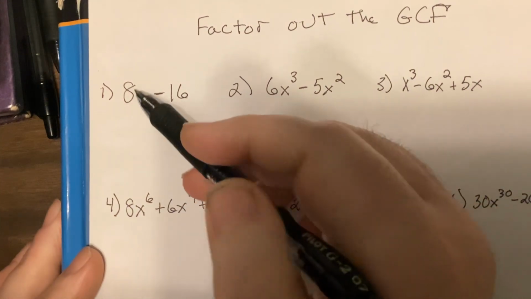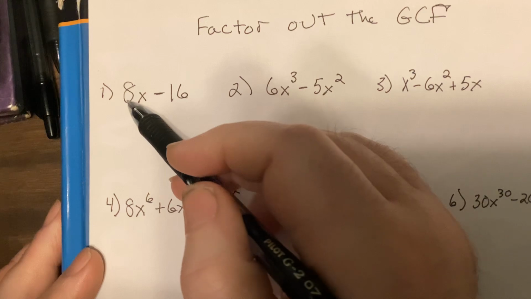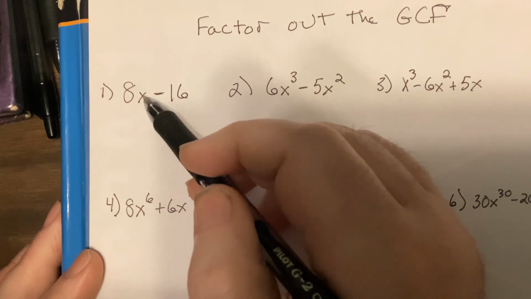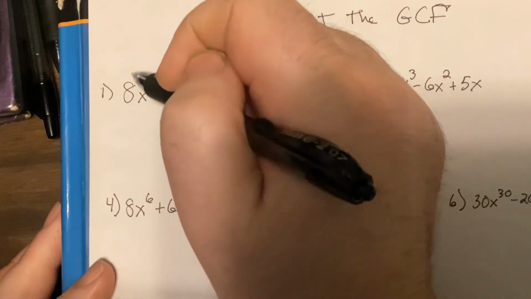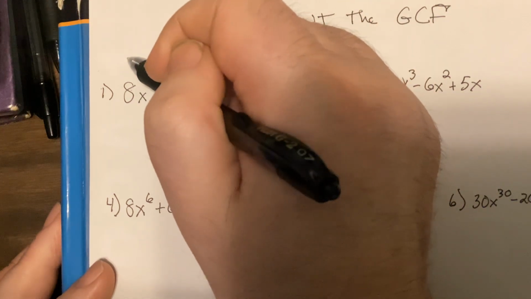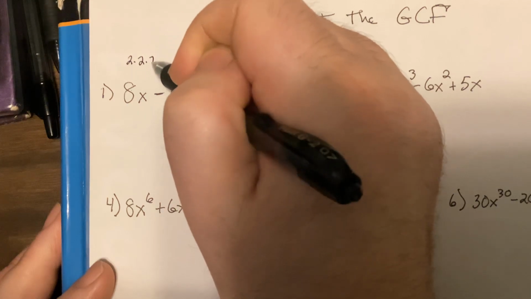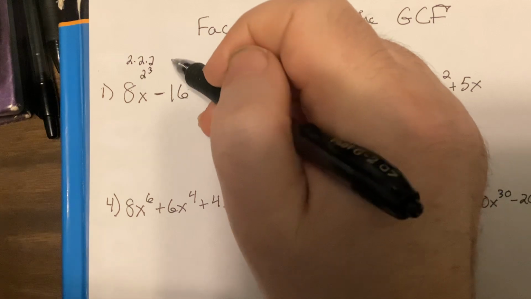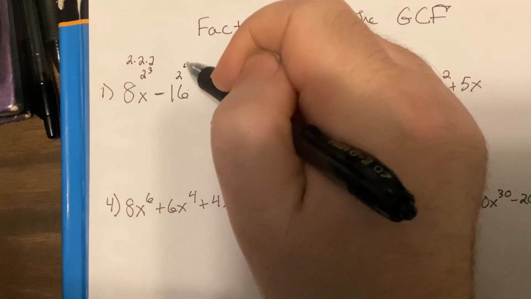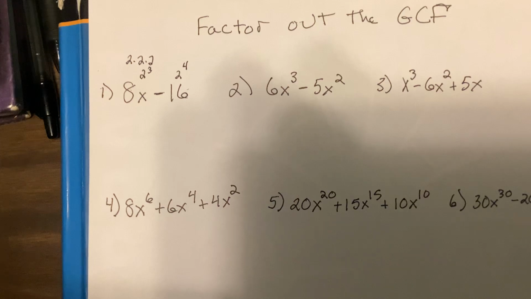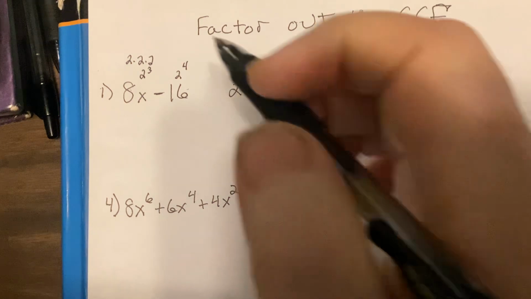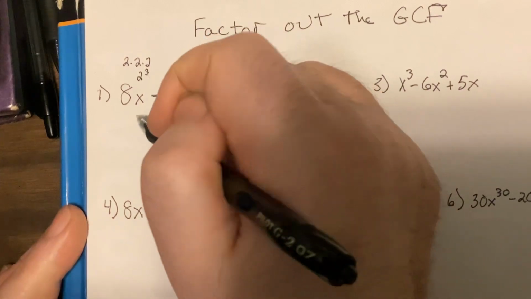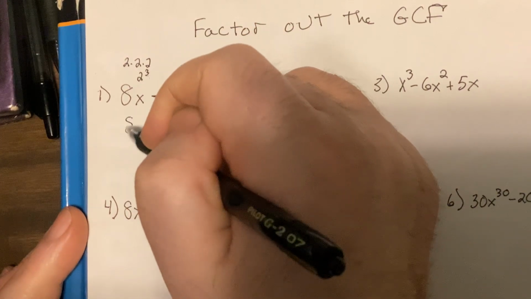So the GCF is the biggest number that goes into 8 and 16. Hopefully you know what's 8. Now, if you're not good at this factor, 8 is 2 times 2 times 2, or 2 cubed. 16 is 2 times 2 times 2 times 2, or 2 to the 4th. And the GCF for the number is the smallest power that it occurs. 3 is smaller than 4, so GCF would be 2 cubed, or 8.